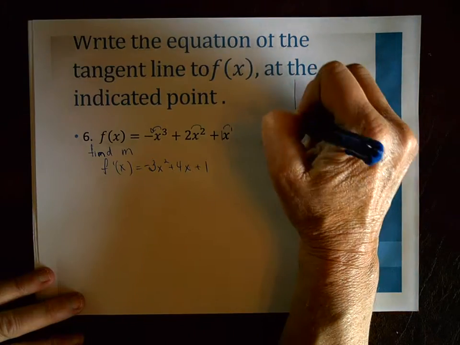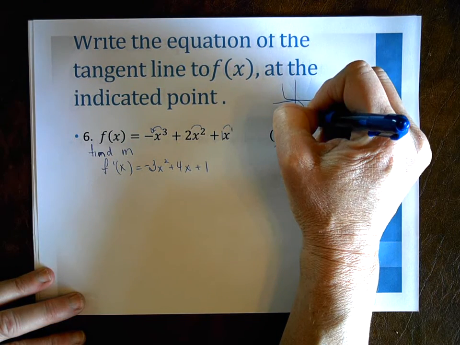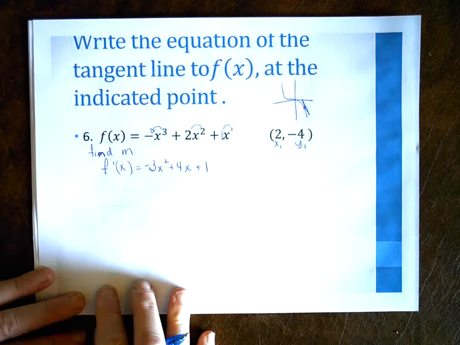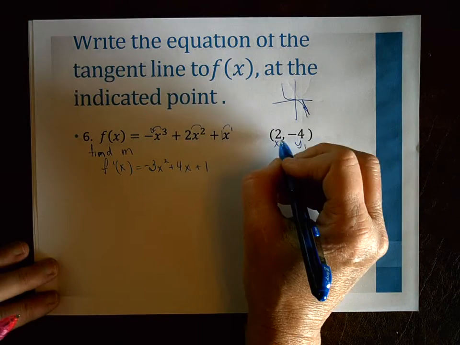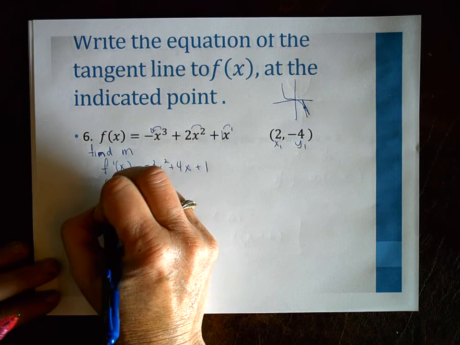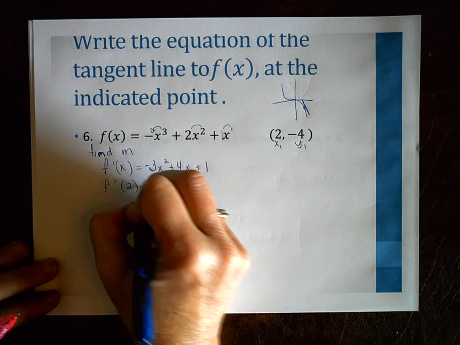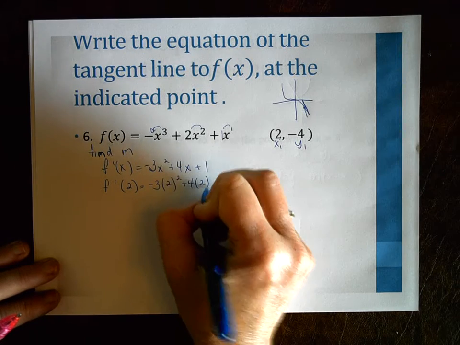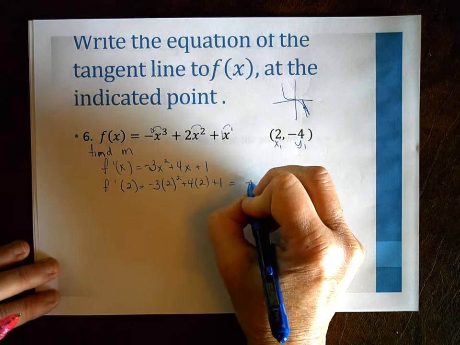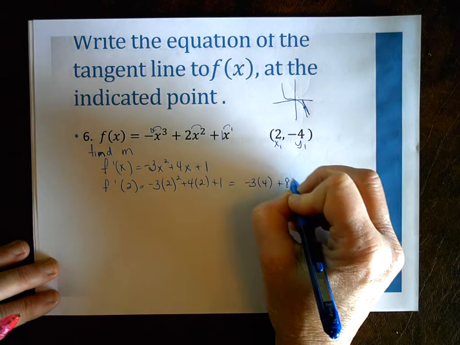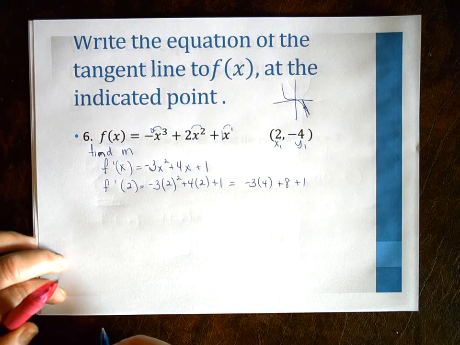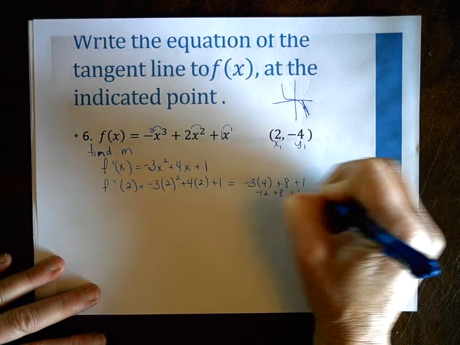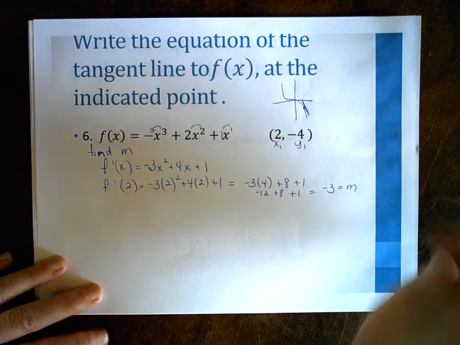Now, you may not understand this, but this is a cubic going like this. And the point (2, -4) is right there, and we would want to know the slope of that one. So what we do is we plug x into this equation, and they gave us x is 2. So -3 times 2 squared plus 4 times 2 plus 1. That's -3 times 4 plus 8 plus 1. And that is going to give us a total of -12 plus 8, which is -4 plus 1, which is -3.